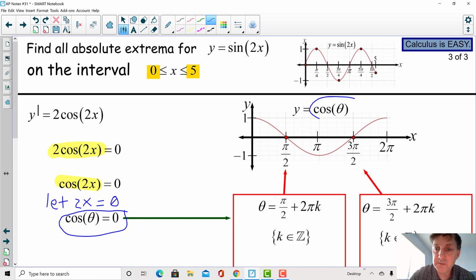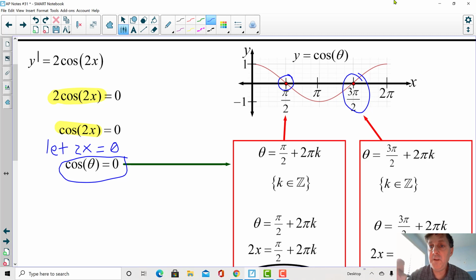We know what cosine looks like. We have the graph over here on the right side. It's going to equal 0 at pi over 2, but also 3 pi over 2. Now we know that cosine continues forever in each direction. So if we keep adding 2 pi to those answers, we're going to get all of the other answers that we want.